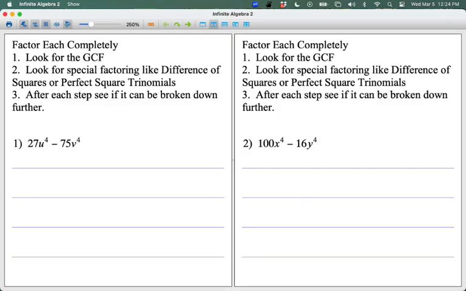So get out that worksheet. Take really good notes. I've given you some steps at the top up here. The very first thing you should always look for is the greatest common factor. Then the second thing is you should look for a difference of squares or a perfect square trinomial. And if you can't find that, you're going to do a box method to see if you can break it down, and then you're going to make sure you can't break it down even further.